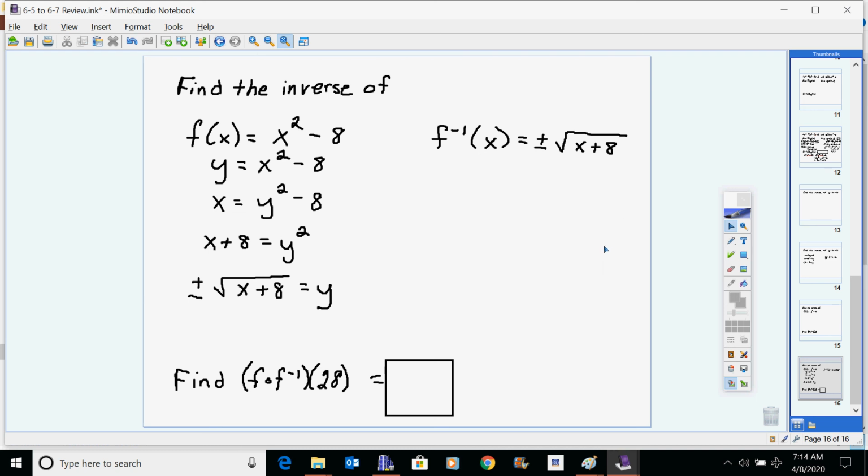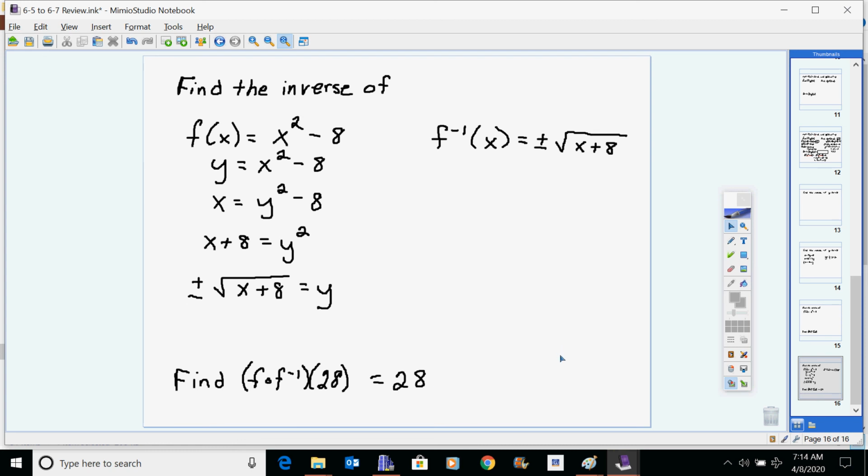Okay, so we've got that. Now, this one, think about the shortcut. Not any kind of fancy plugging in. An inverse undoes the original function. As long as this doesn't hit any of the restrictions, 28 isn't going to mess up anything in either one of them. So our answer is just 28. f of f inverse is going to be 28.